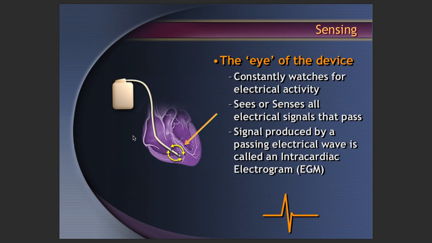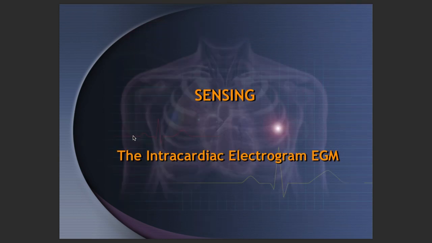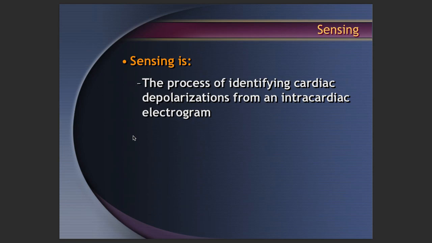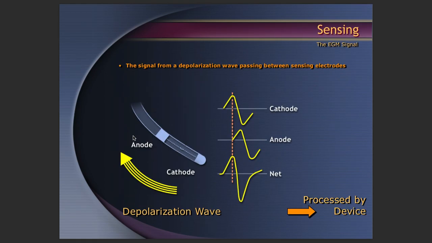Now, how does the device tend to see? The device continuously watches the electrical activity, and whatever electrical signals are passing through the device, it keeps on observing. Similarly, it also produces the EGM, which is called the intracardiac EGM. Sensing is actually a process of identifying a cardiac depolarization from an intracardiac EGM. We have already explained this principle as well.